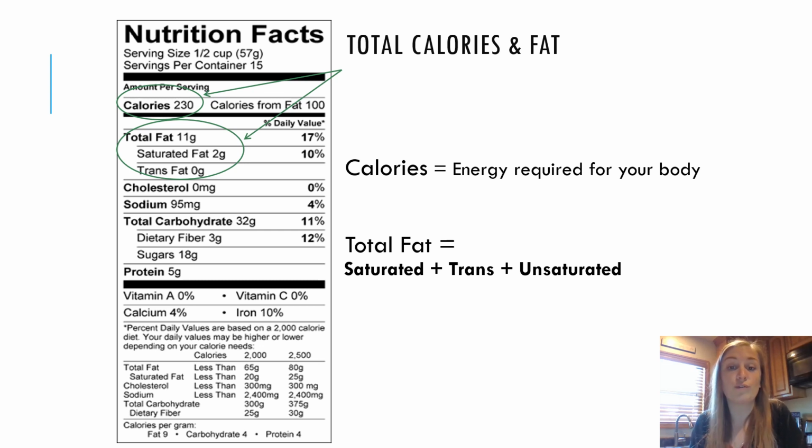Moving on to the total fat listed, it includes 3 different types of fat: saturated, unsaturated, and trans fats. The unsaturated fat is not listed on the food label, but it is the remaining amount after you deduct saturated and trans fat from the total.